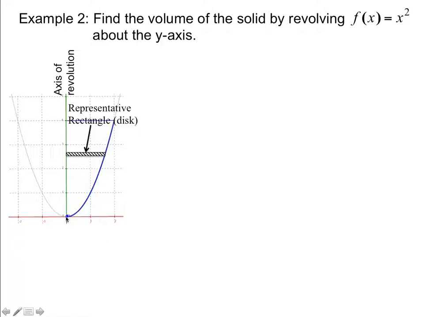And we're going to stack those disks from something really tiny, in fact a disk of 0 radius, all the way up here to a disk of a radius of 2. So when we stack these, we're going to stack them vertically from 0 to 4. That radius is just the x coordinate, measured horizontally from x equals 0 out to some x value, if we were looking at this specific location.